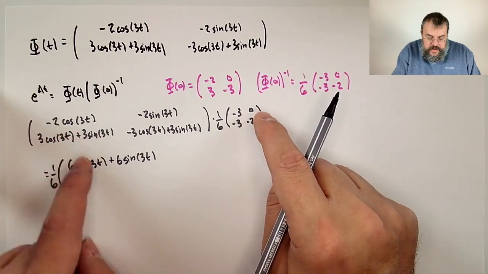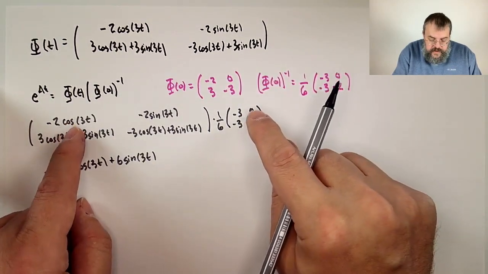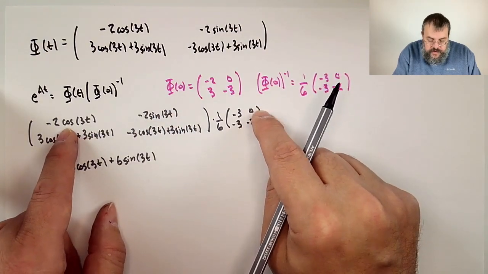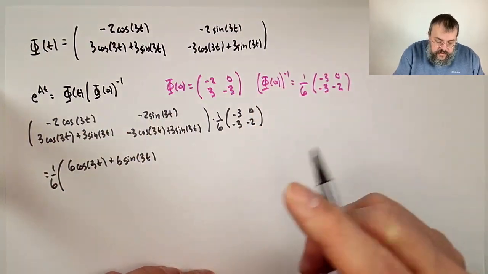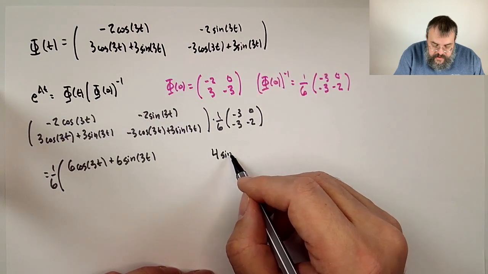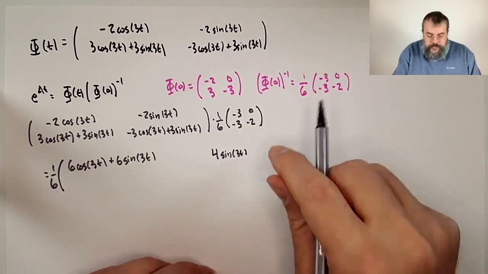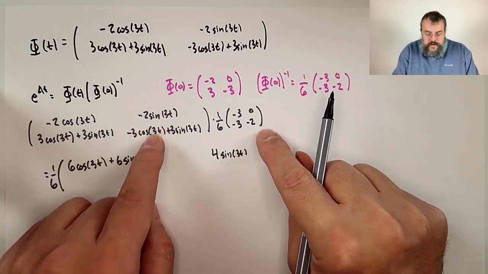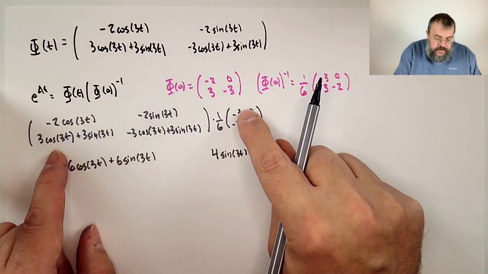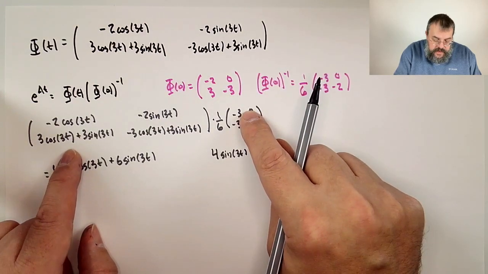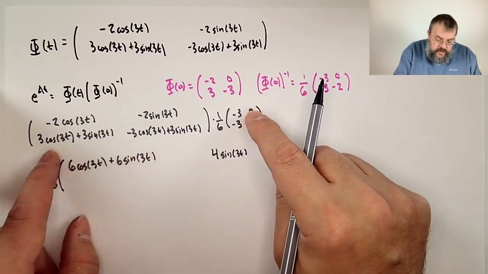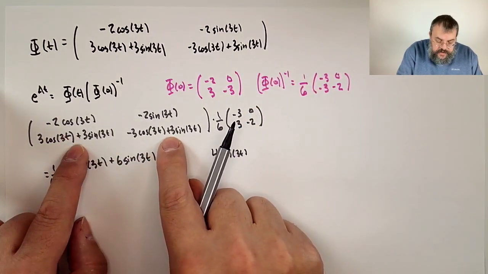Now, to go to this entry, because now we have 0 and then -2. So that'll make that a 4 sine 3t. Okay? Good. Now, moving over here, we're going to have -3 times that and -3 times that. So -3 times this, -3 times that.